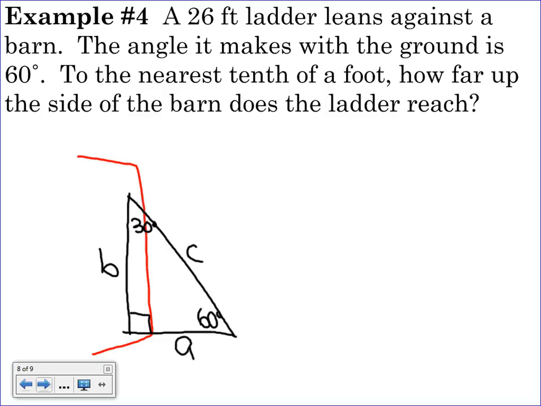So this tells us that the ladder is 26 feet long. And it wants us to find, to the nearest tenth, how far up the side of the barn the ladder reaches. So now are we trying to solve for A or are we trying to solve for B? B. We're trying to find this length right here. So now we look at our formulas. Which formula uses B and C? I told you we were going to do an example of it. It was the one that says B equals 1/2 times C times the square root of 2. Oops, sorry, square root of 3.